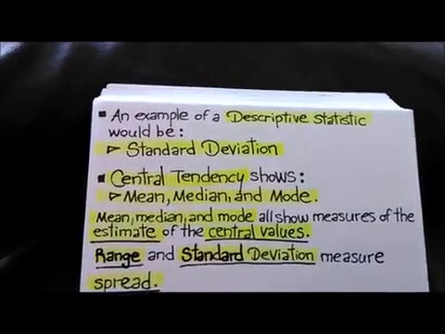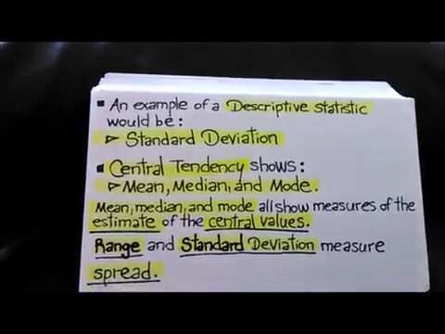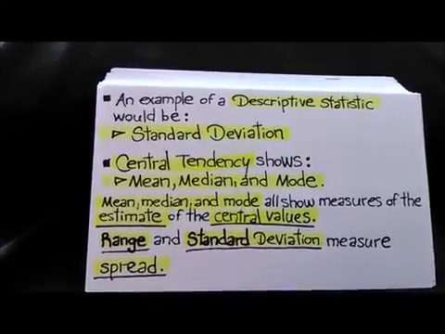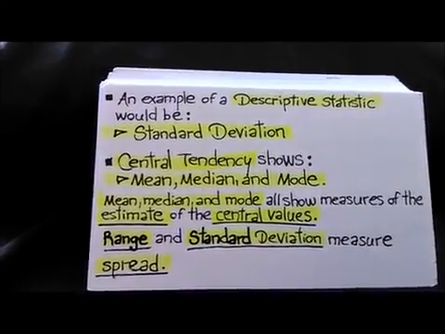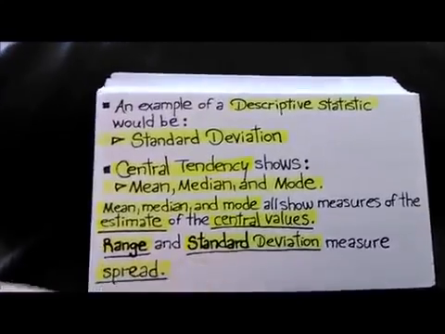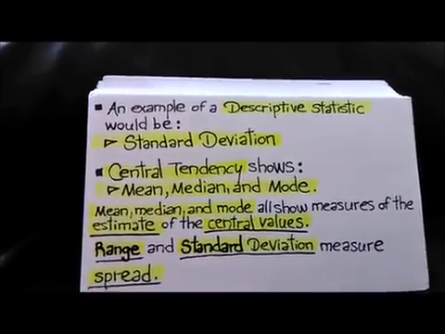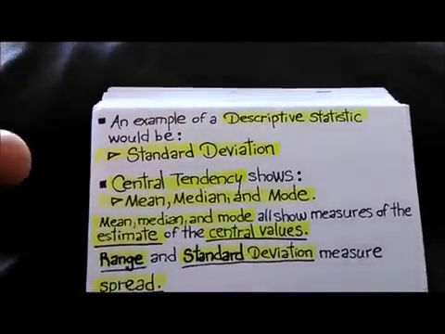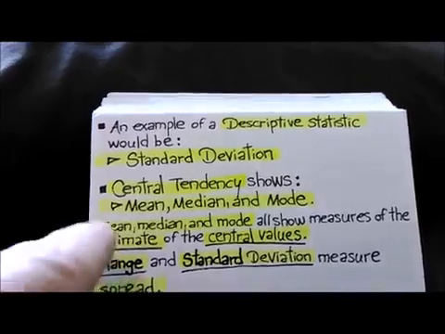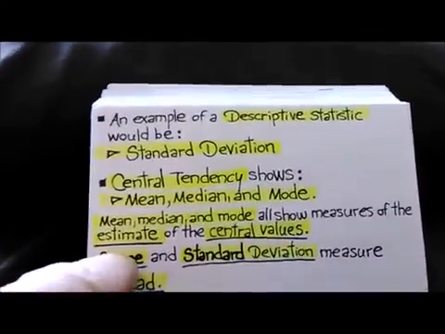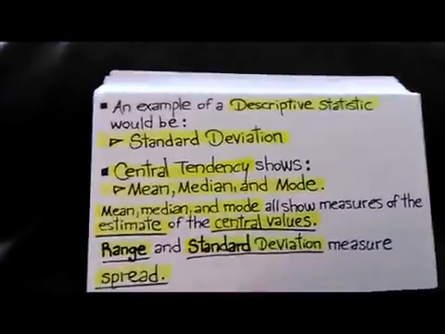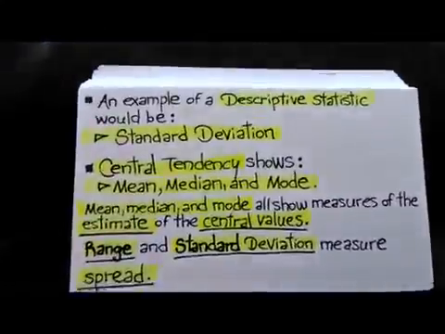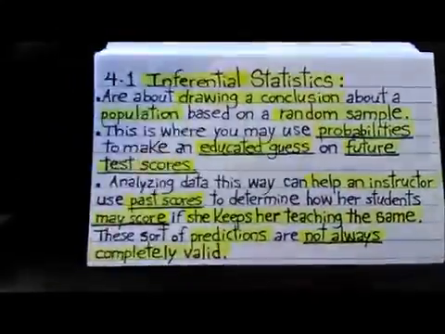Central tendency shows the mean, median, and mode. Mean, median, and mode all show measures of the estimate of the central values. Range and standard deviation measure the spread. So how spread are the data? That's the range and standard deviation. They measure spread, but they are all descriptive statistics. Got it? Got it.